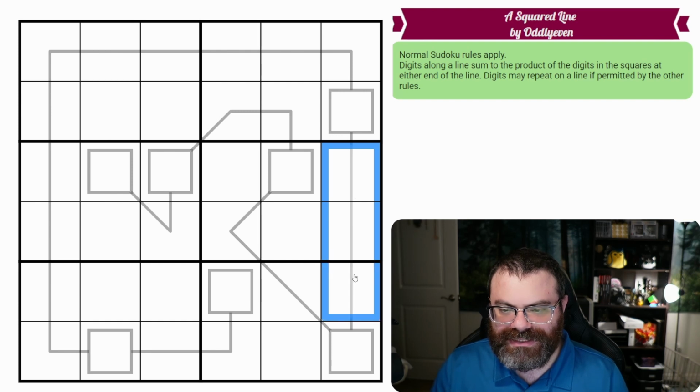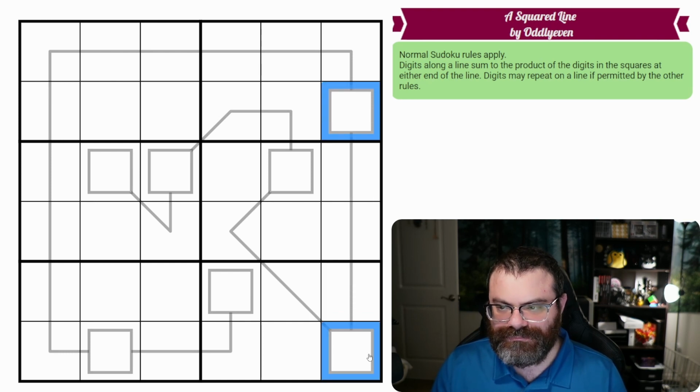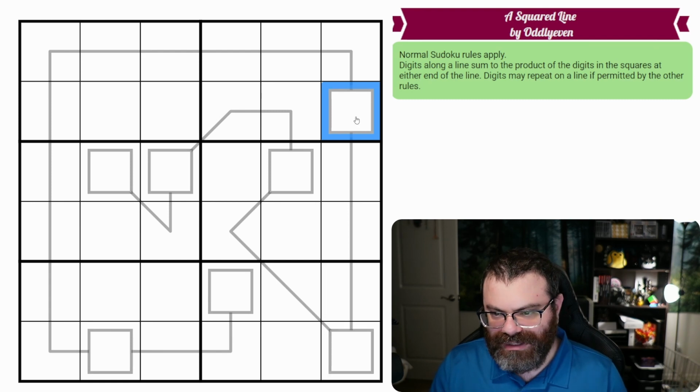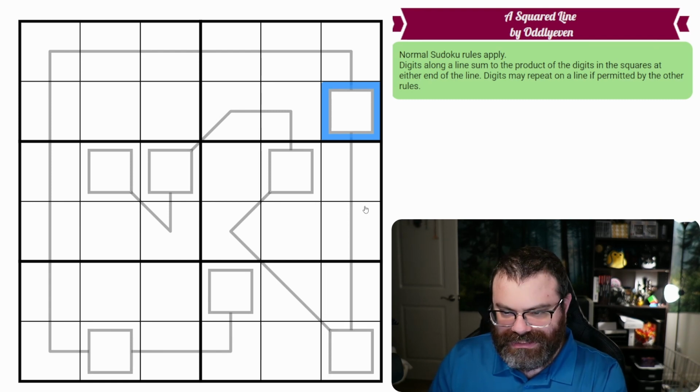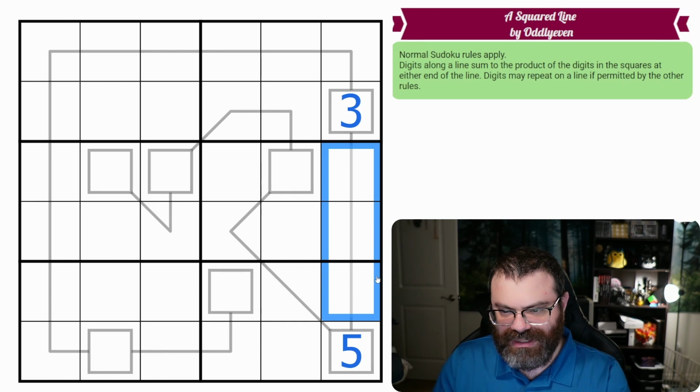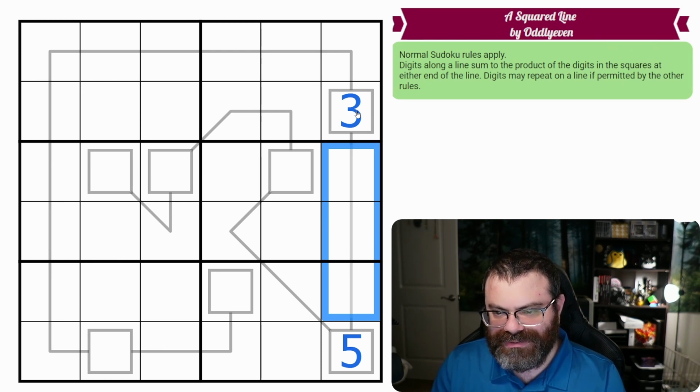Well, first we're going to take the sum of the digits on the line, and that sum is going to be the same as the product of the two digits in the squares. Product meaning you multiply them. So let's try to get an example here. If this was 3 and this was 5, their product is 15. 5 times 3 is 15. So we need these three cells to sum to 15, which actually we can't do. So that's a bad example, but hopefully you understand how that works.